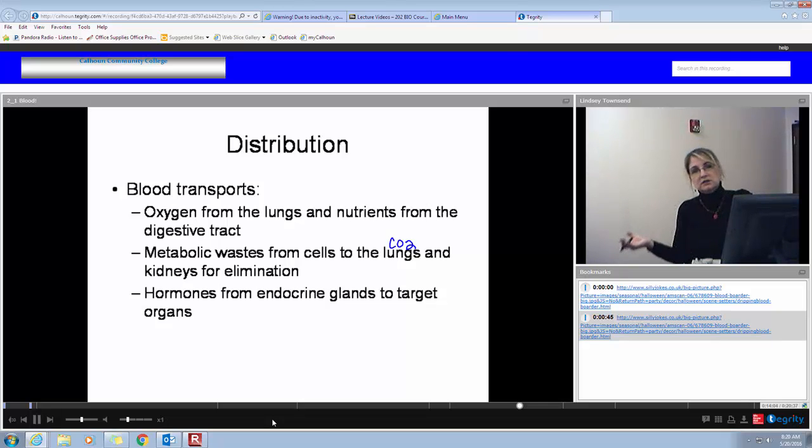Once the oxygen's dropped off, it can pick up that CO2. Remember, CO2 is a waste product. We create CO2 as a byproduct of cellular respiration. So we pick up that CO2, and right back to the heart we go. And then where? Right, out to the lungs. Drop off the CO2, we exhale, it goes away.